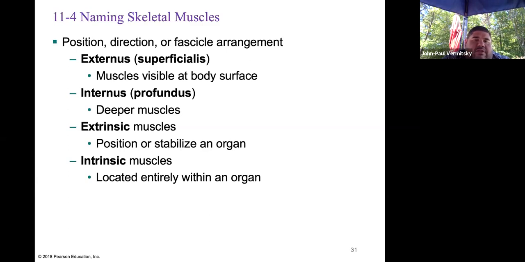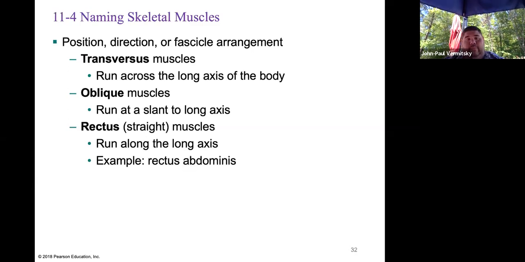Position, direction, and fascicle arrangements. Externus or superficialis, this means that it's visible on the body surface. Internus or profundus, this means that it's a deeper muscle, something that's not necessarily visible on the surface. Extrinsic muscles will position or stabilize an organ. Intrinsic muscles would be located within an organ. Transverse muscles run across the long axis of the body. Oblique muscles run on a slant to a long axis.